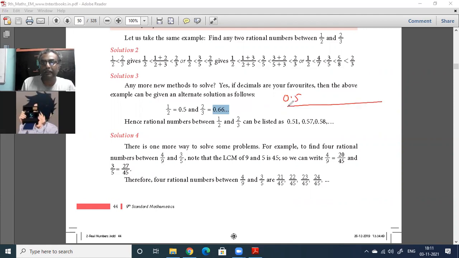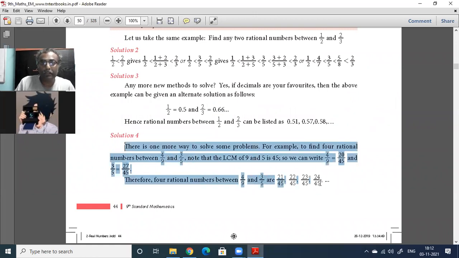0.5 is where the numbers start. 0.667 is where the numbers end. So 0.52, you can have one number here. Then 0.57, you can have one number here. 0.60, you can have one number here. 0.63, you can have a number here. See, so many numbers you can have. If you take the decimal route, you can have many numbers. That is one solution also, and it is an easy solution, like solution 2.